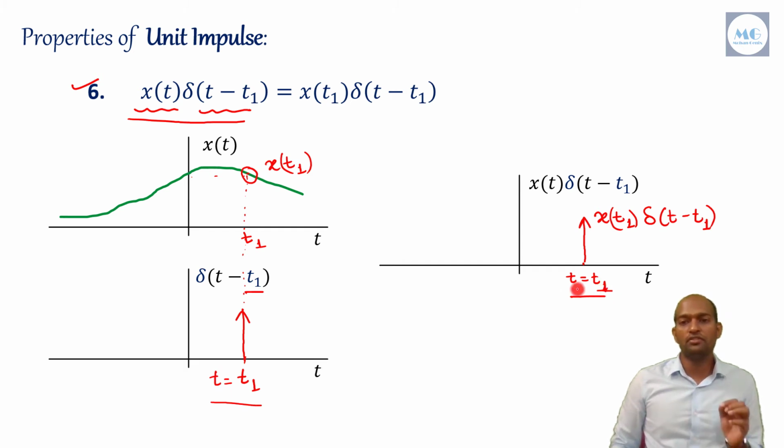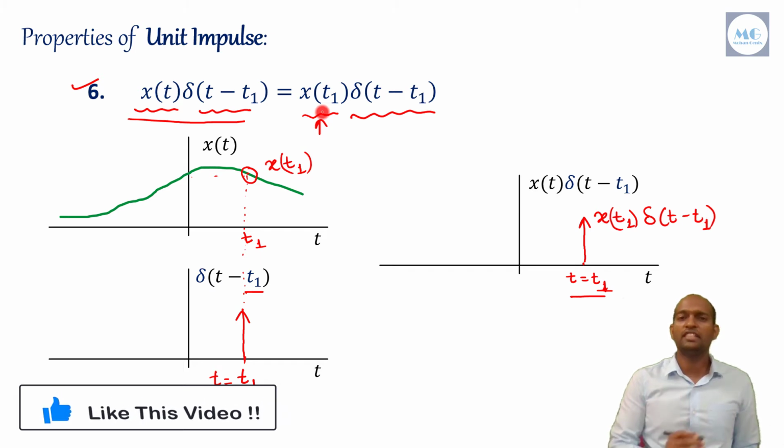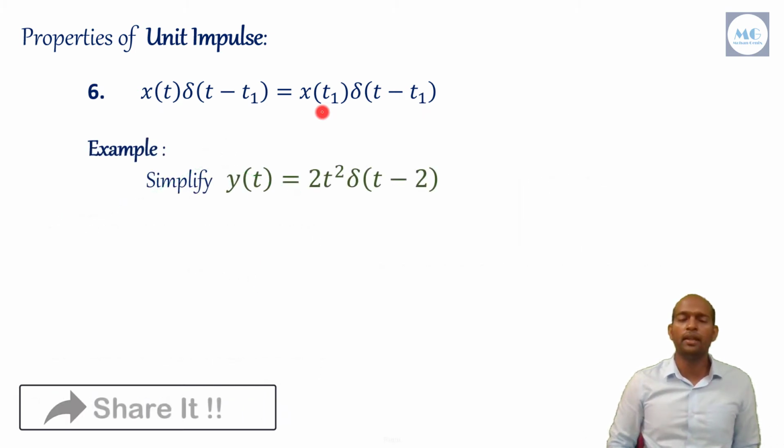Okay, so it is very simple. That's why we can say that x(t) δ(t − t1) becomes x(t1) δ(t − t1). This shows the point at which x(t1) is there. So it is a weighted impulse. The weight of this impulse is x(t1). Now I can assure you that you will remember this property always. So let's discuss some examples.